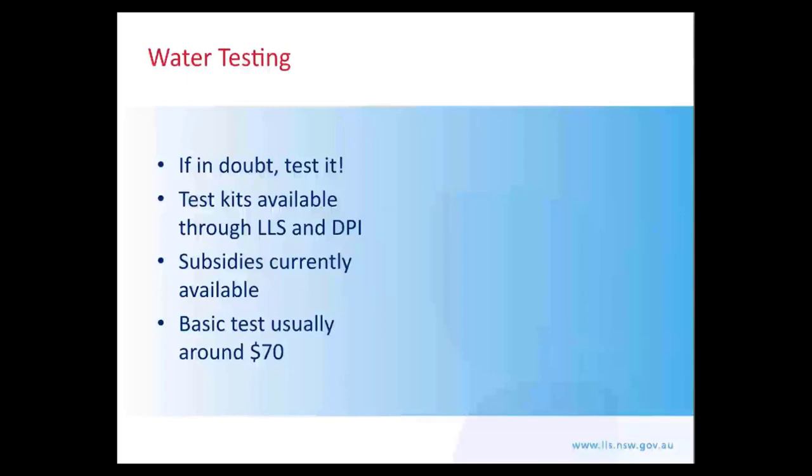Currently, Local Land Services are subsidising water quality testing. Kits are available both from Local Land Services and from DPI. This looks at things like calcium hardness, salinity, electrical conductivity, nitrates, and other aspects of water quality. Separate tests can be done for coliform, which is a measure of organic matter, and also blue-green algae, but they're not covered in our standard tests.